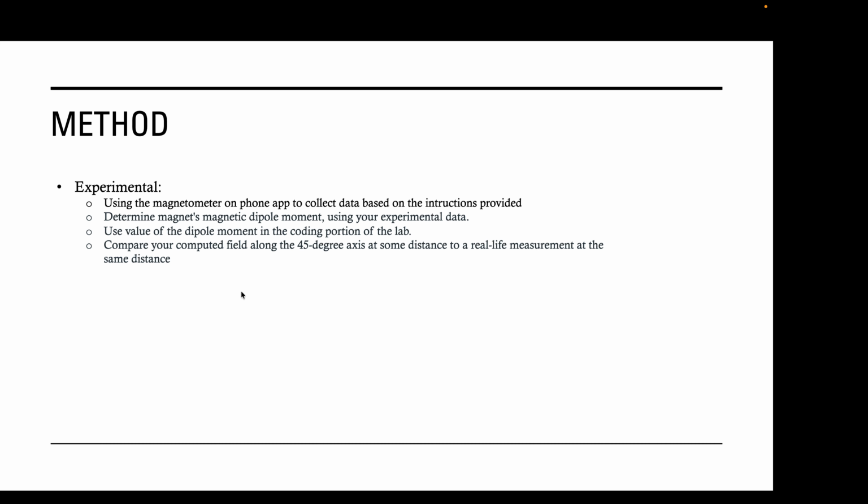Method-wise, for the experiment, we are using the magnetometer in the phone app to collect data based on the instructions provided, and determine the magnet's magnetic dipole moment using our experimental data. Then we use the value of the dipole moment in the coded portion of the lab, and compare the computed fields along the 45-degree axis at some distance to a real-life measurement at the same distance.